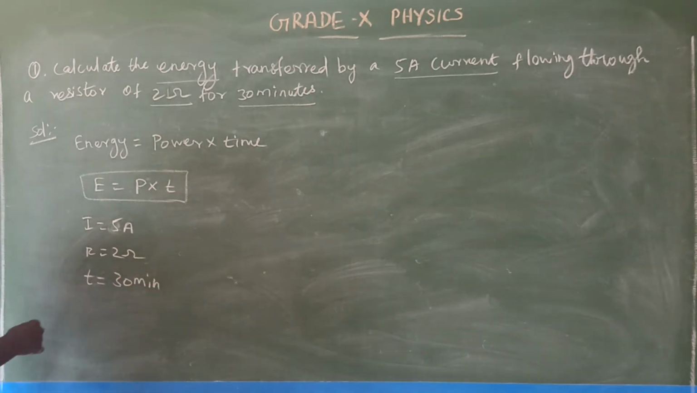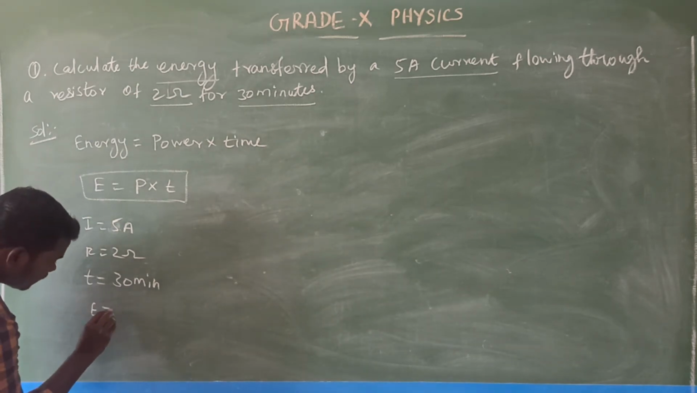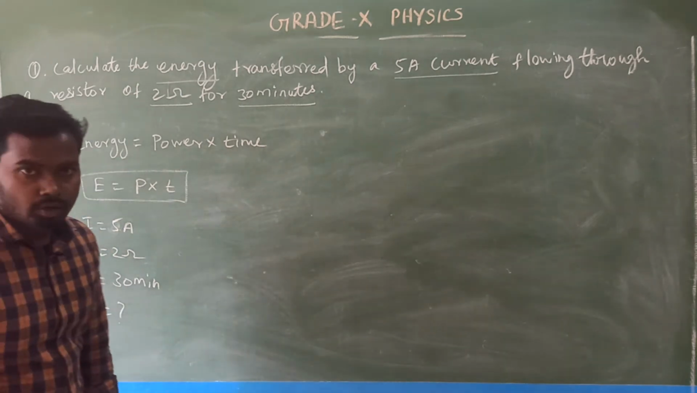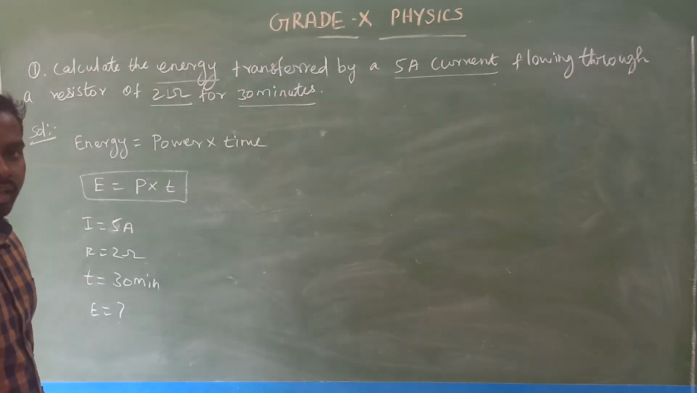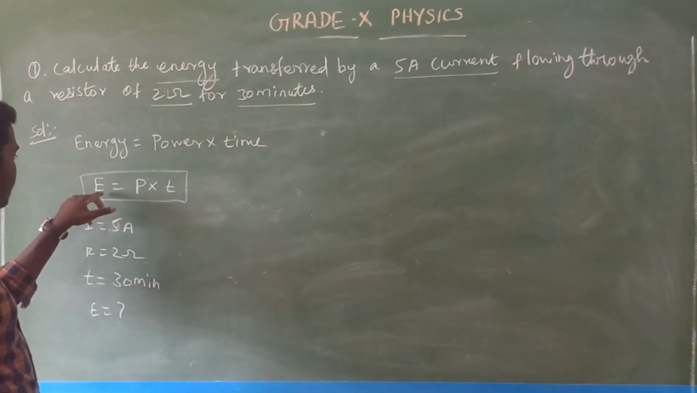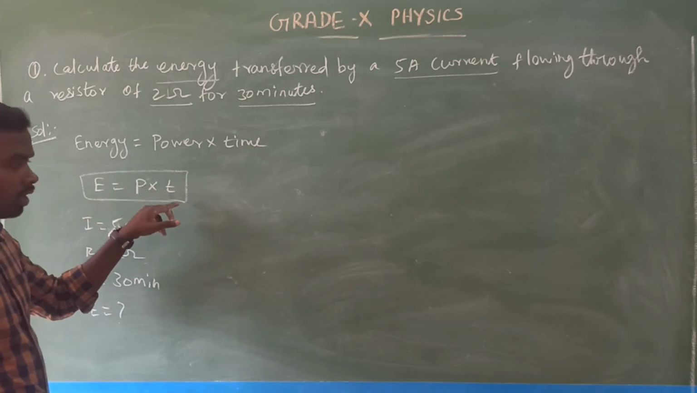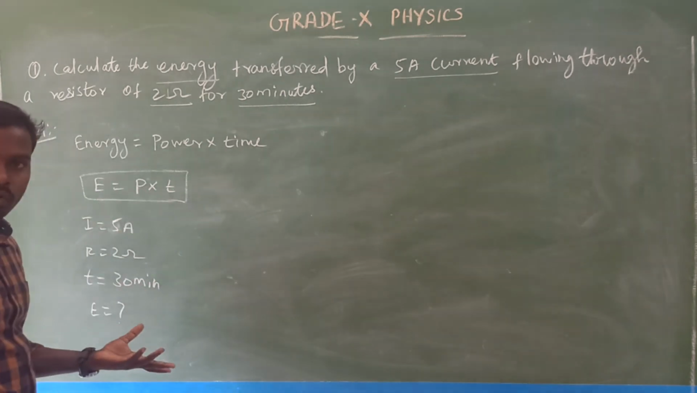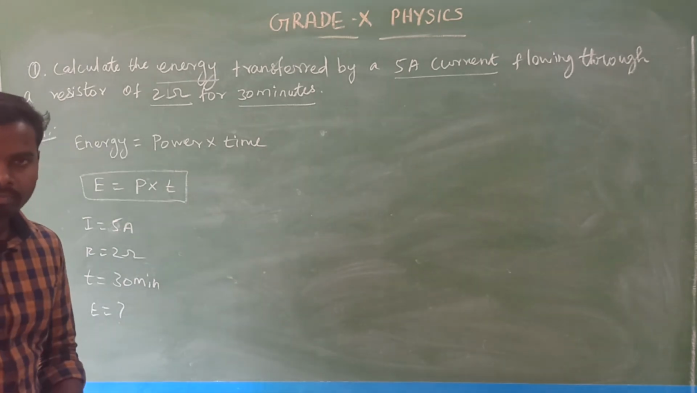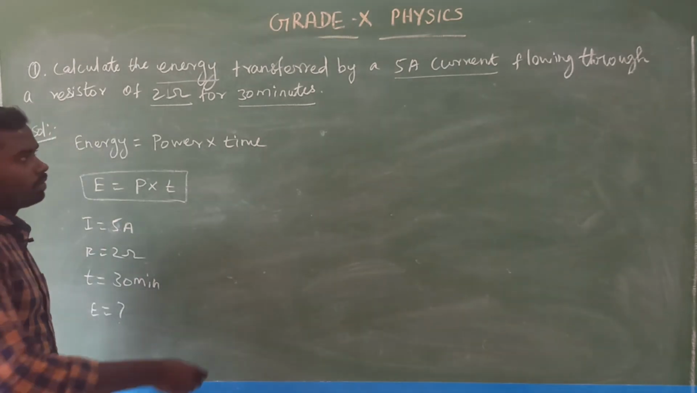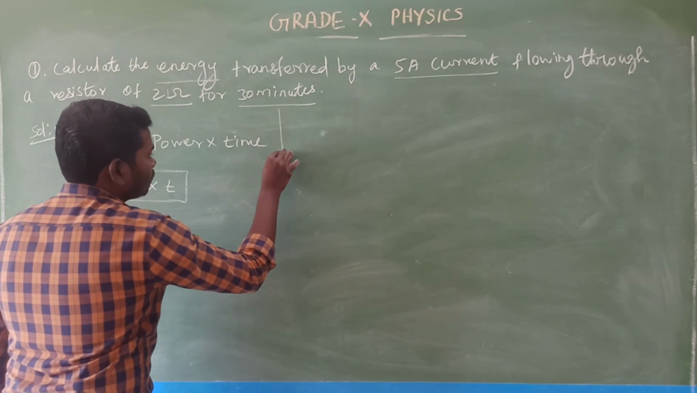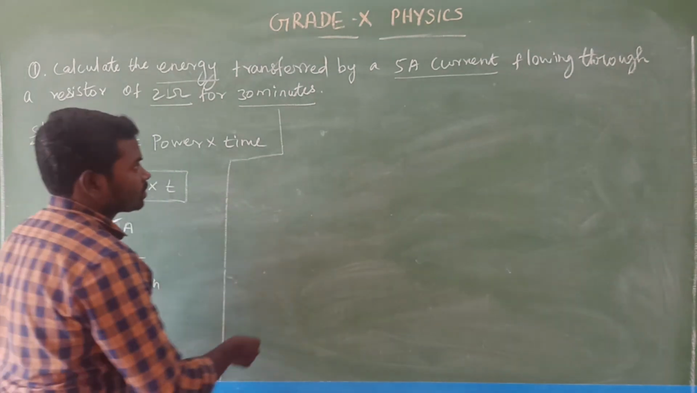Then what do we need to calculate? Energy. To calculate the energy, what quantities do we need? Energy is equal to power into time. We have time, but what is power? Where is power? First you find out the power. Is it clear?